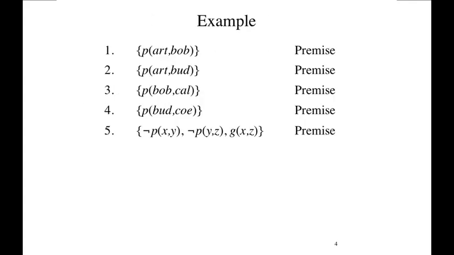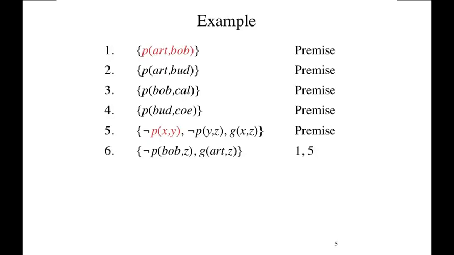As an example, consider a problem in the area of kinship relations. Suppose we know that Art is the parent of Bob and Bud. Suppose we know that Bob is the parent of Cal, and suppose that Bud is the parent of Co. Suppose we also know that grandparents are parents of parents. Starting with these premises, we can use resolution to conclude that Art is the grandparent of Co. Start with our 5 premises, 4 simple clauses for the 4 facts about the parent relation P, and 1 more complex clause capturing the definition of the grandparent relation G.